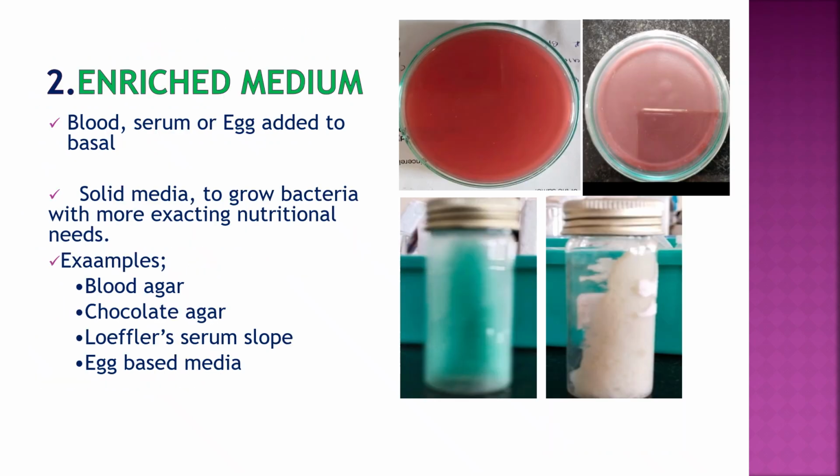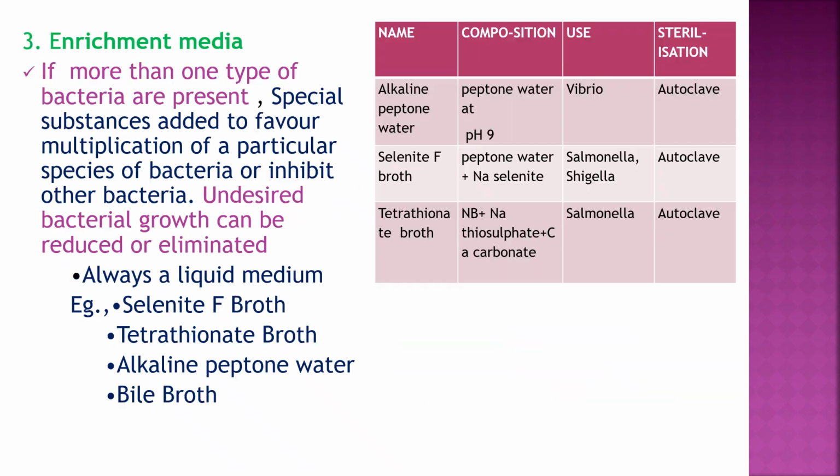Enriched medium: here blood, serum or eggs are added to the basic media, and it is called enriched media for the nutritionally deficient bacteria which grow in the presence of the extra added nutrients. Examples are blood agar, chocolate agar, Loeffler serum slope, and egg-based media, that is Lowenstein Jensen medium.